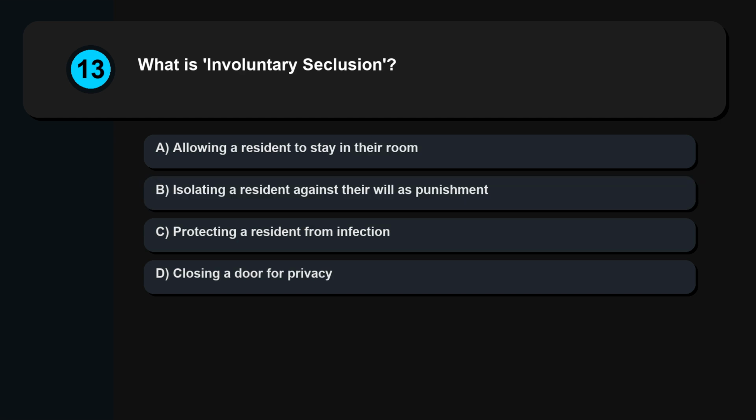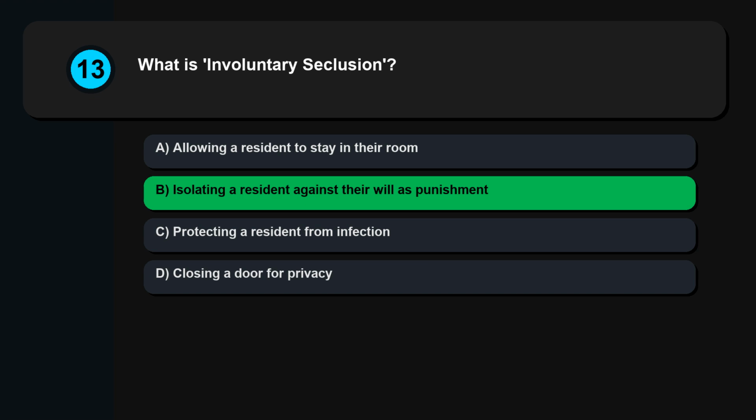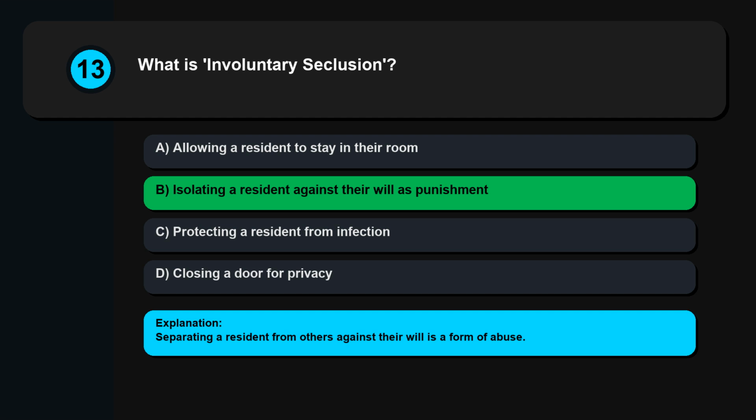Question 13. What is involuntary seclusion? Allowing a resident to stay in their room, isolating a resident against their will as punishment, protecting a resident from infection, closing a door for privacy. Separating a resident from others against their will is a form of abuse.